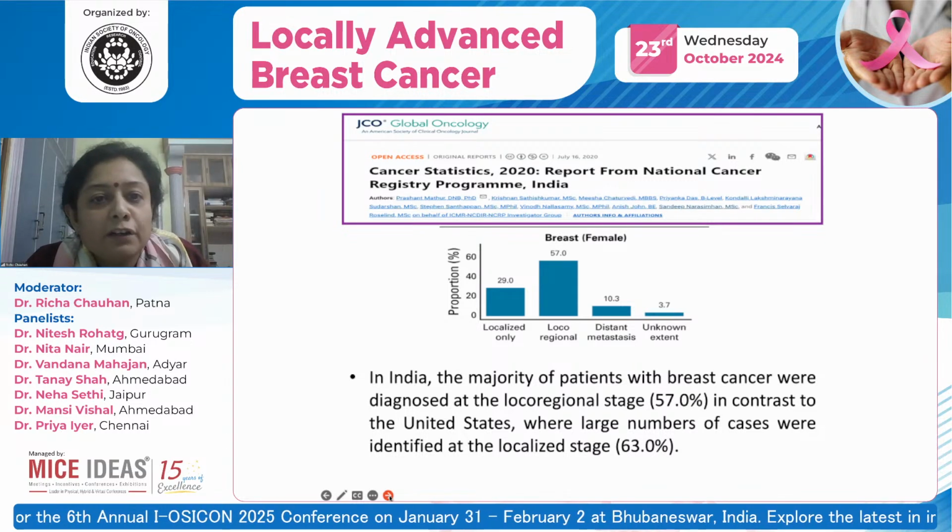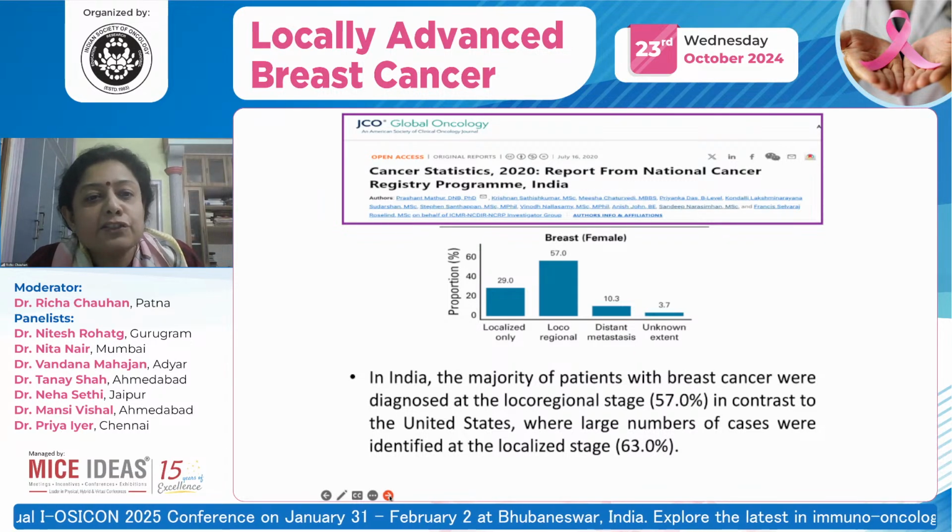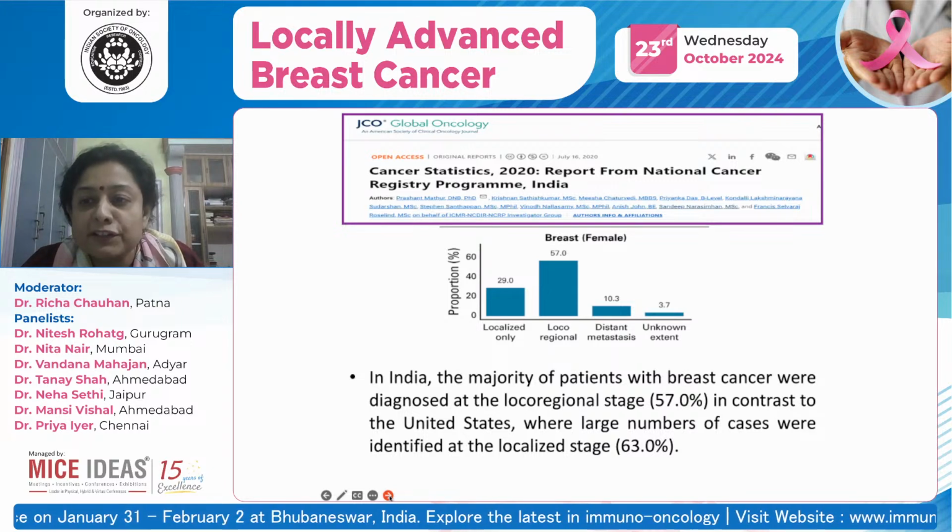Rightly. So these are some data from the National Cancer Registry Program. They say that 57% of our patients do come in loco-regional?